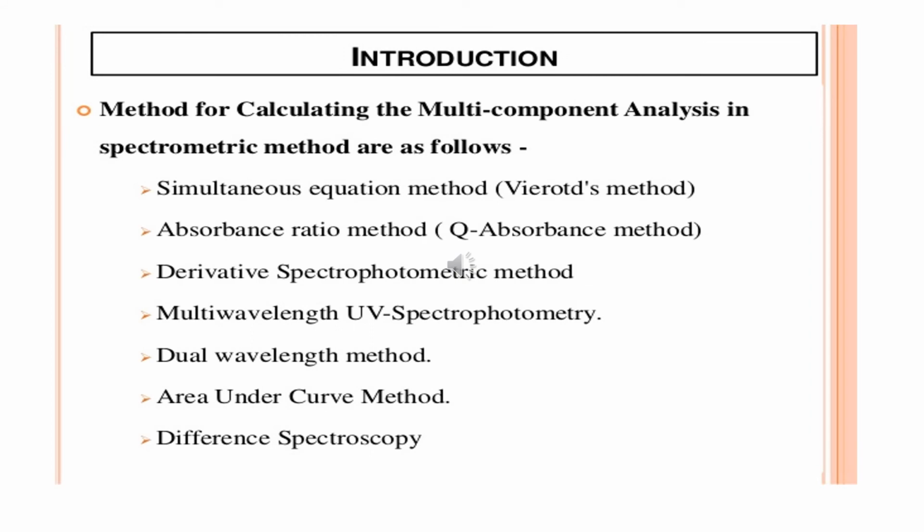Methods for calculating the multi-component analysis in spectrometric method are as follows. Here are various methods. First is simultaneous equation method. Second is absorbance ratio method. Third is derivative spectrophotometric method. Fourth is multi-wavelength UV spectrophotometry. Fifth is dual wavelength method. Sixth is area under curve method. Seventh is difference spectroscopy.